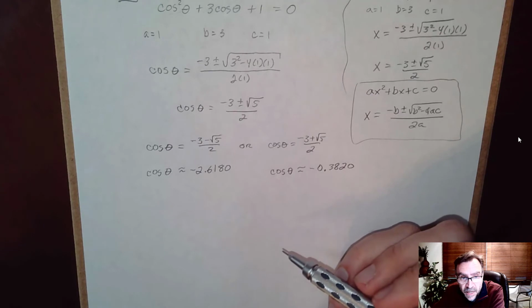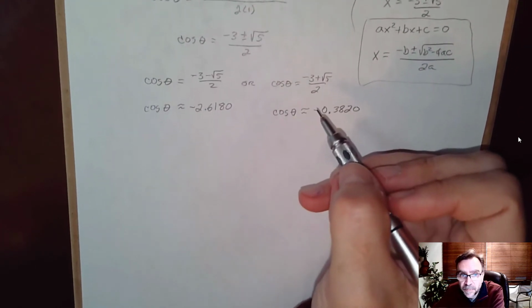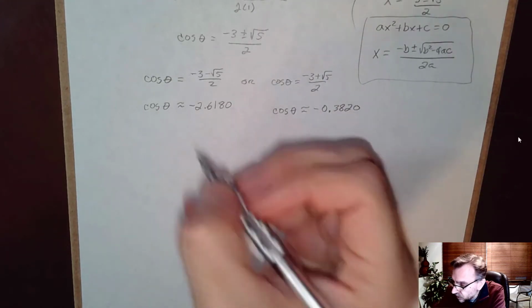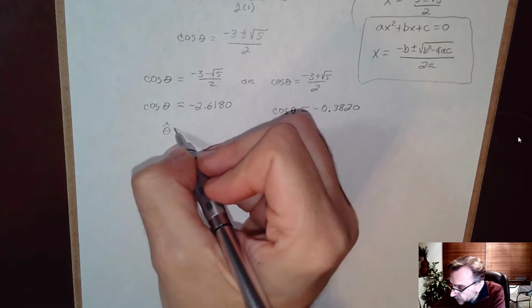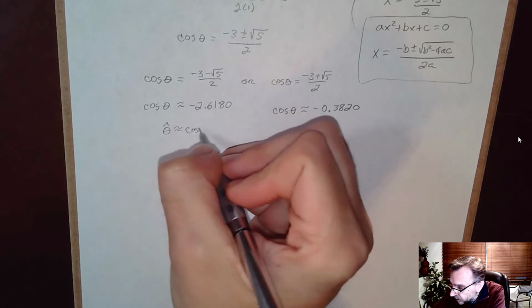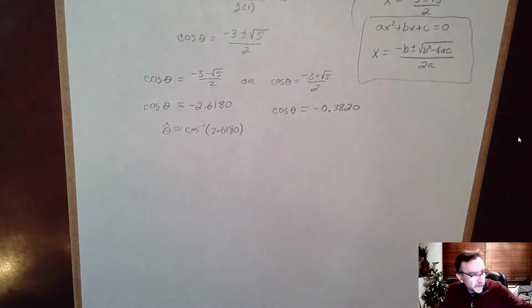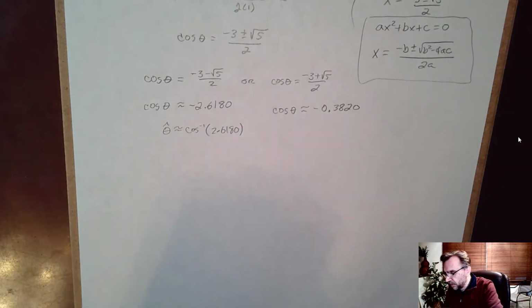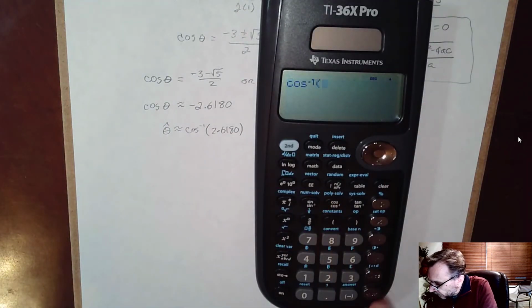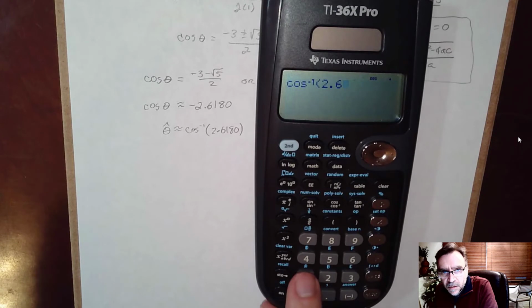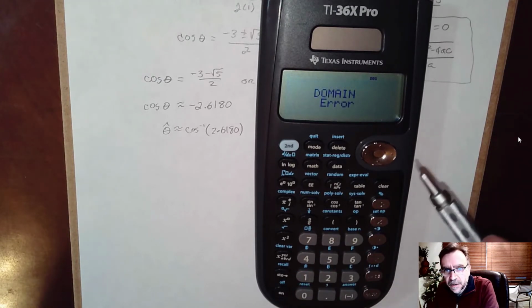Okay, now from here, what we're going to want to do is work through the reference angle theorem. Right? So we have values. So notice here, if I did do, let's say the reference is going to be cosine inverse of the absolute value of 2.6180. When I do that, make sure I'm in degree mode, notice I get, what, an error. When I hit enter, I get an error.